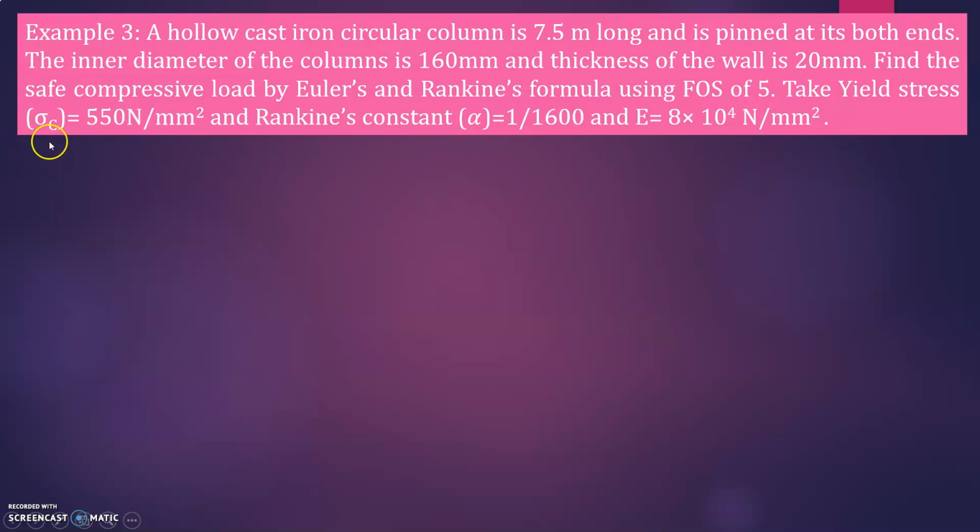Take yield stress sigma c equal to 550 Newton per millimeter square, Rankine's constant alpha equal to 1 divided by 1600, and E equal to 8 into 10 raised to 4 Newton per millimeter square.